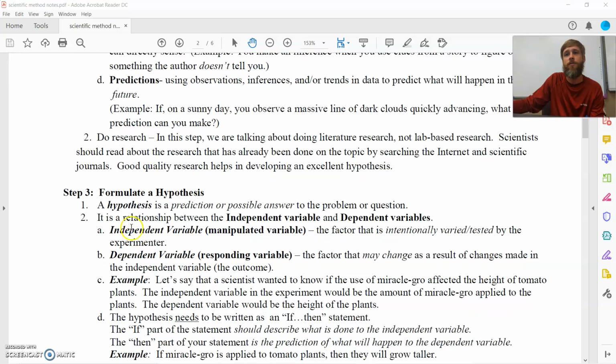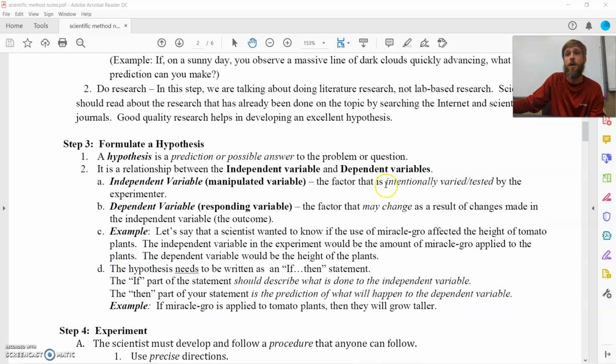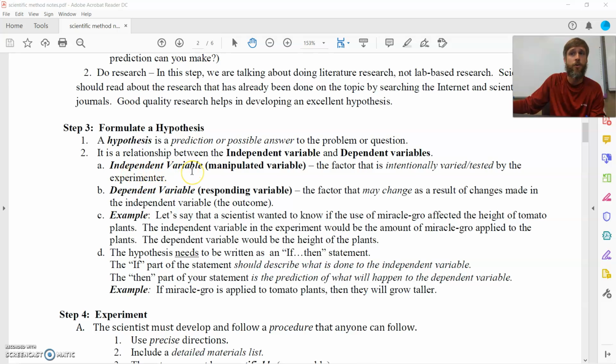Next step is we formulate a hypothesis. A hypothesis is a prediction or possible answer to the problem or the question. All right? So whatever the question that you have that's burning inside of you, your hypothesis is your educated answer to that. It is a relationship between the independent variable and the dependent variable. The independent variable, as you have learned in the past, is what is being manipulated, the factor that is intentionally varied and tested by the experimenter. So whatever you're testing, the independent variable is what you're changing in the experiment to see what your result is.